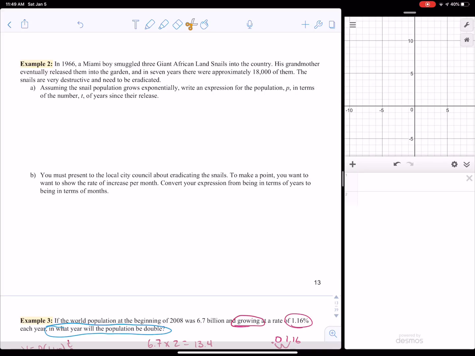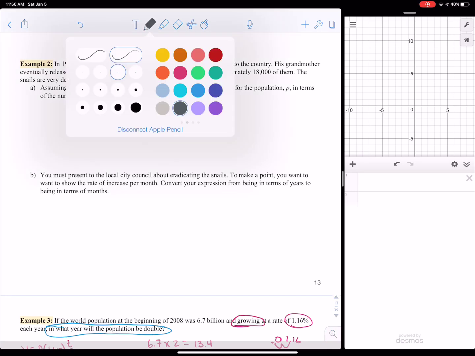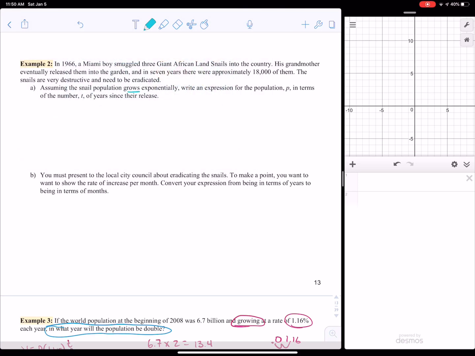In 1966, a Miami boy smuggled 3 giant African land snails into the country. His grandmother eventually released them into the garden, and in 7 years there were approximately 18,000 of them. The snails are very destructive and need to be eradicated. Part A says, assuming the snail population grows exponentially, let's underline that, write an expression for the population P in terms of the number T of years since their release.